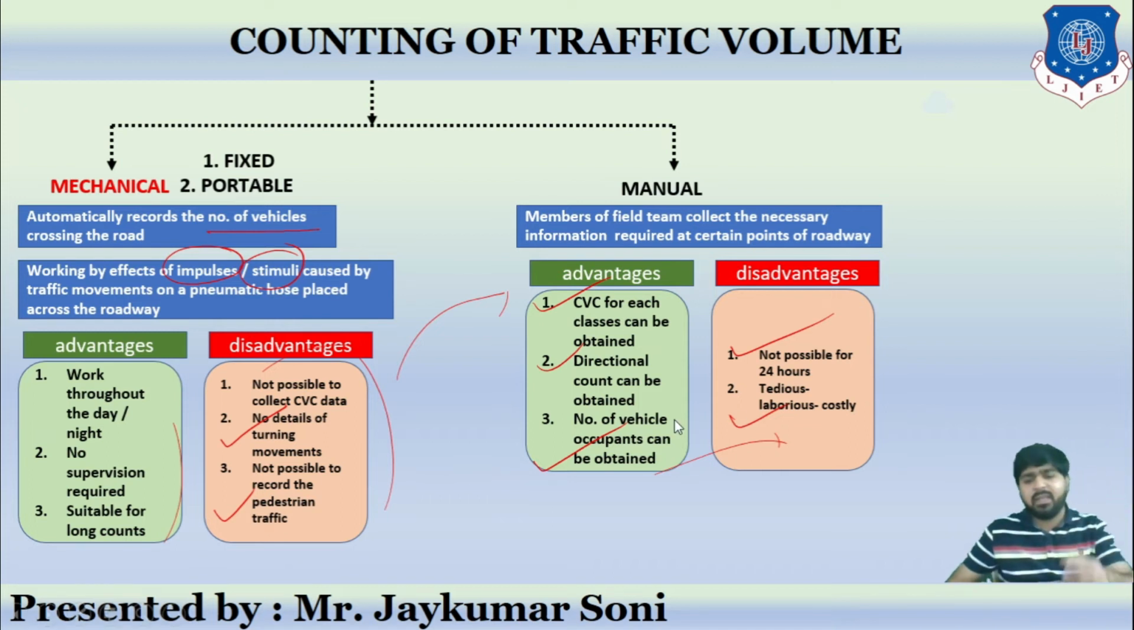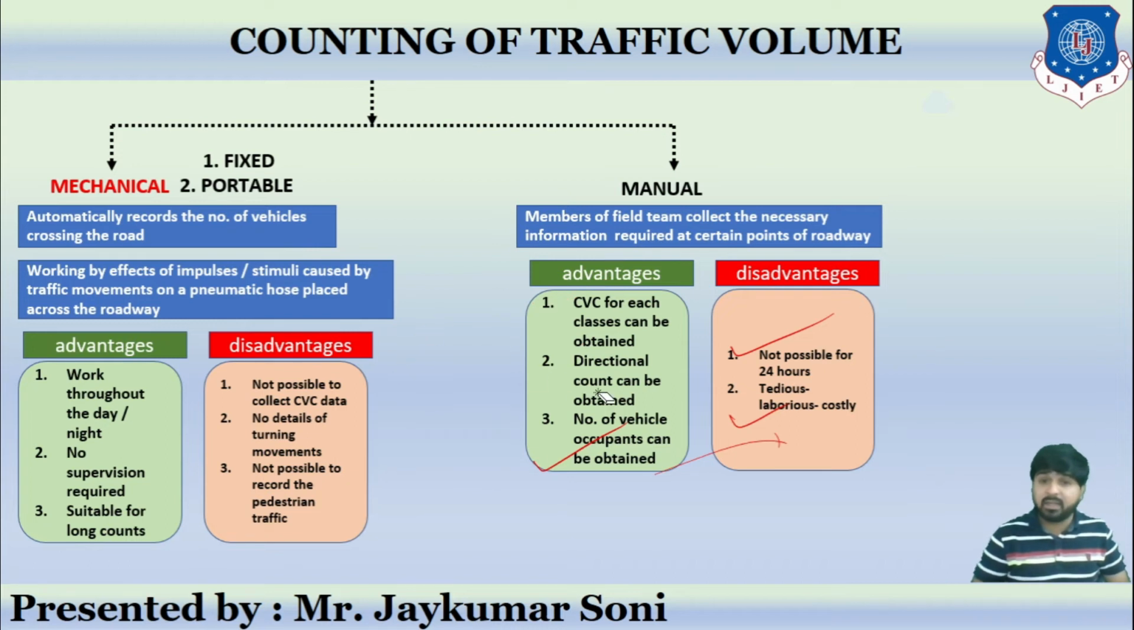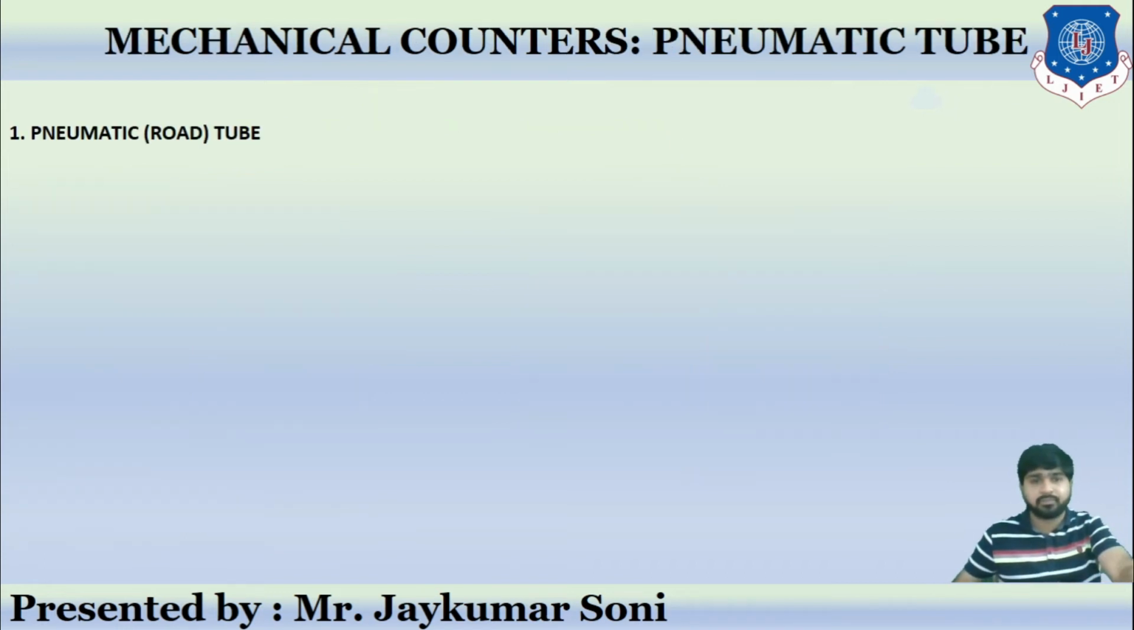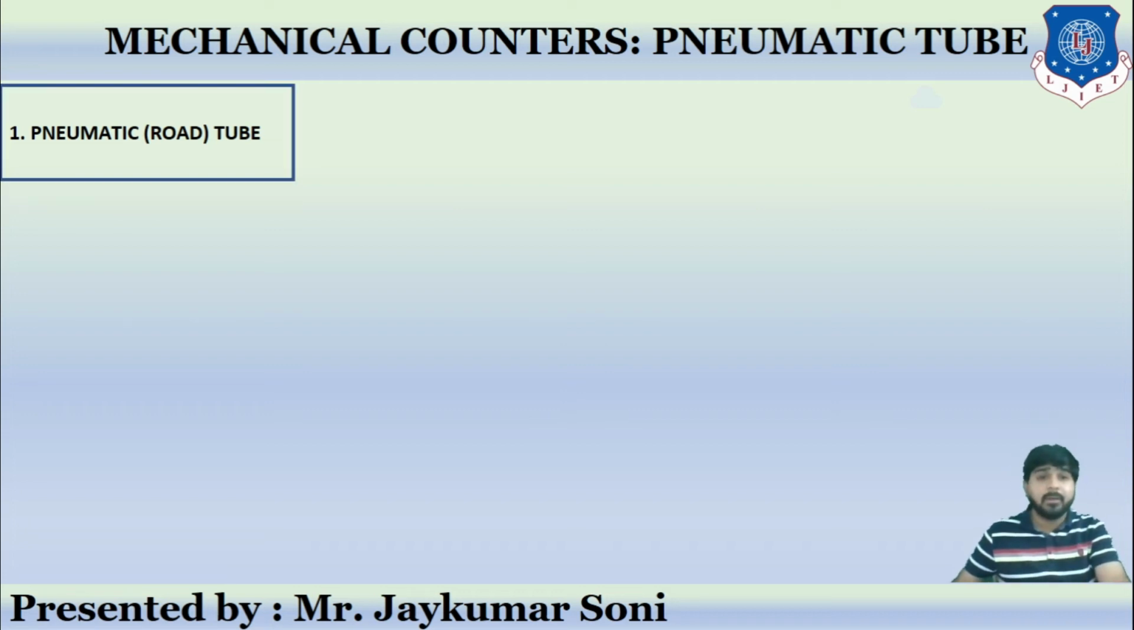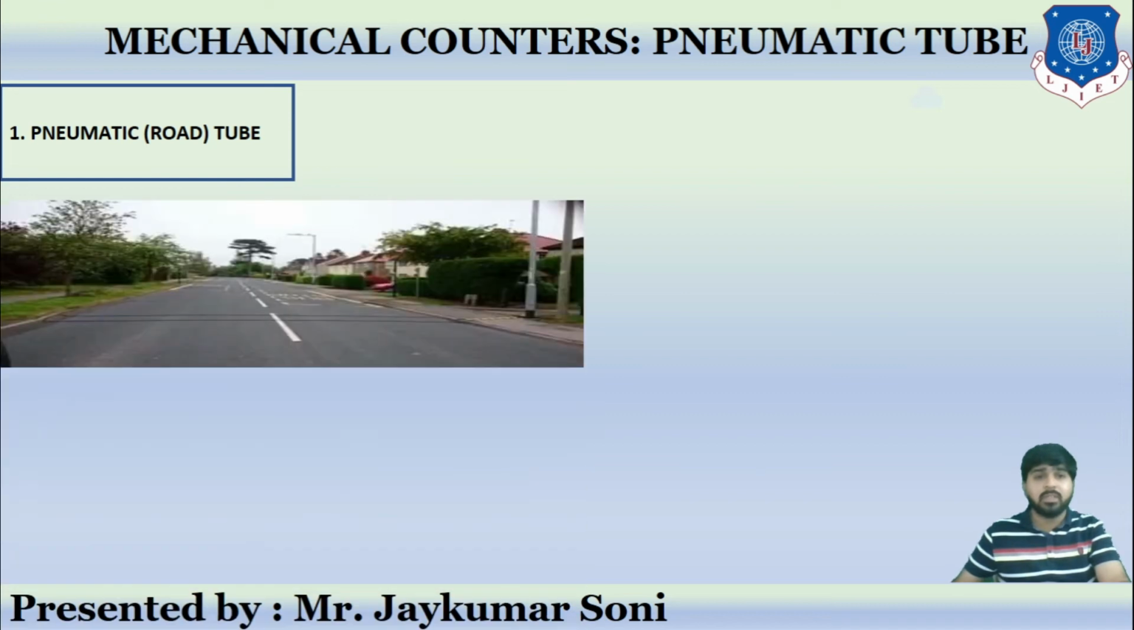Everything in this world has two sides, plus and minus. Mechanical counters have certain advantages and disadvantages, and manual counting also has certain advantages and disadvantages. Let us learn about the mechanical counter. First is called the pneumatic tube. A pneumatic tube is placed on the road. It is like this.